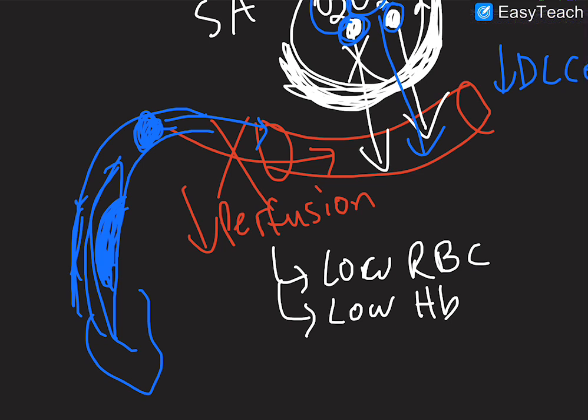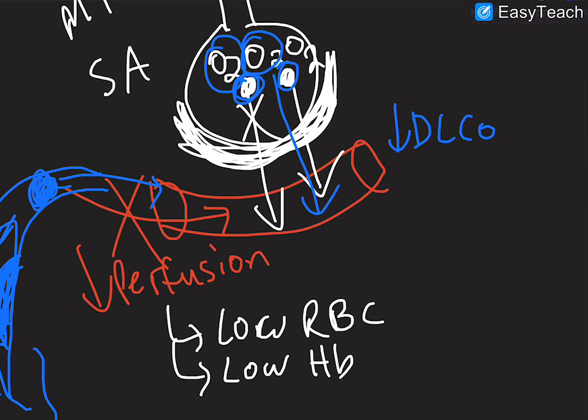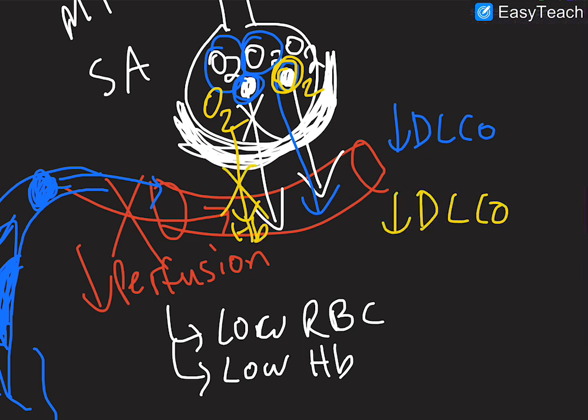What if you have anemia? So you have normal perfusion, but you don't have much hemoglobin in your red blood cells, due to iron deficiency, let's say. If you don't have much hemoglobin in your red blood cells, but normal perfusion, that's still going to decrease your DLCO value, because the oxygen in your alveoli won't have much hemoglobin to bind to. So that's also going to decrease your DLCO value.